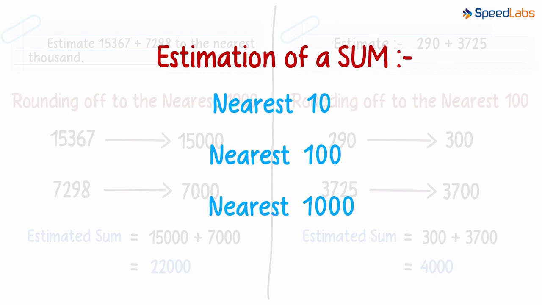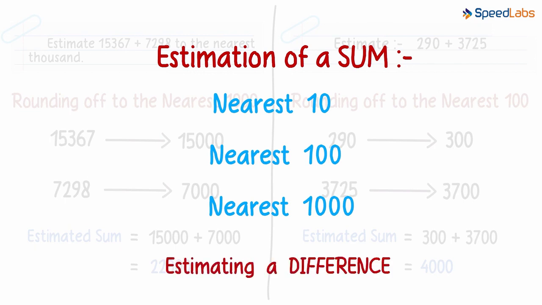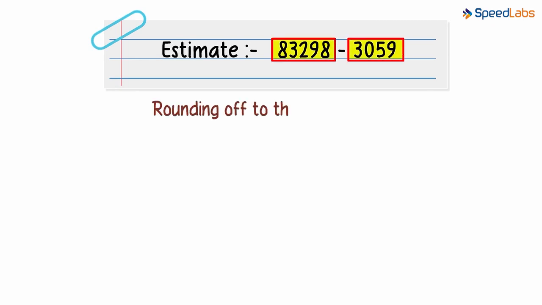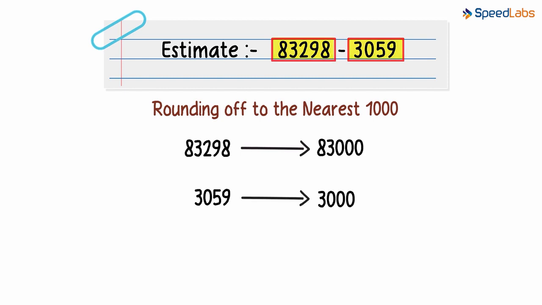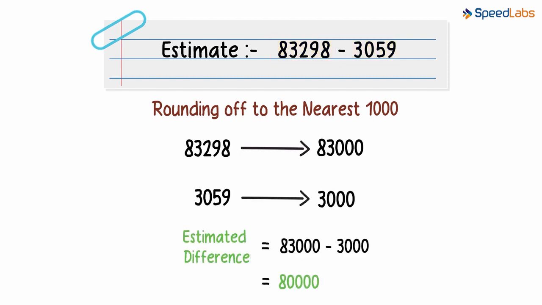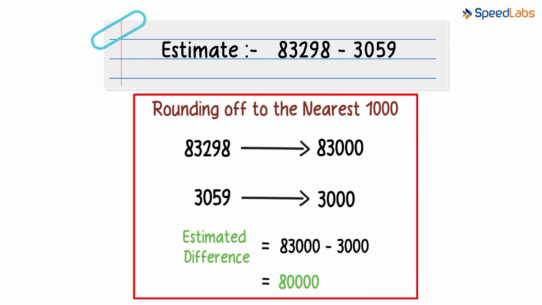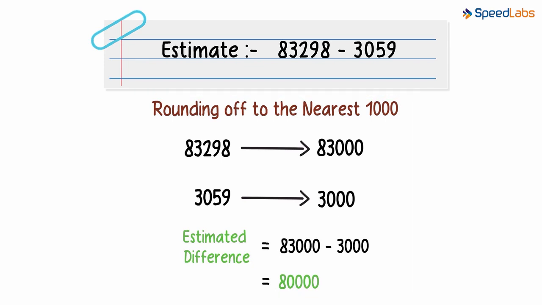We will now proceed to solve the examples of estimating a difference. How will you round off these numbers? As you can see, both the numbers can be rounded off to the nearest 1000. Therefore, we can solve this problem as follows. And we get the estimated difference as 80,000. That was easy, right? Now let me give you one more question to solve.